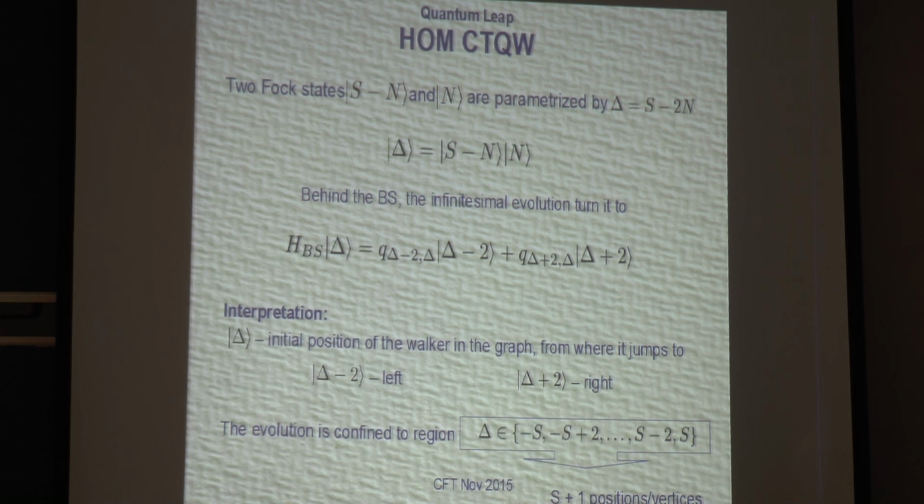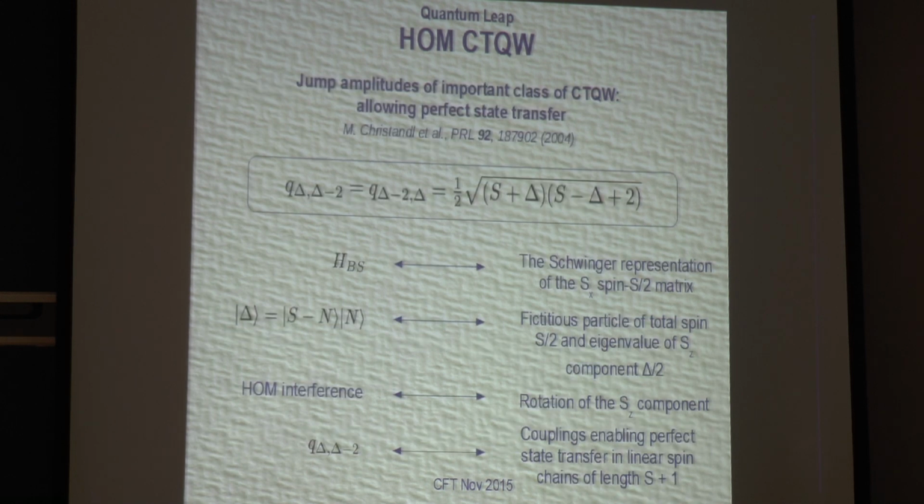Total number of photons in the system. Now, simple algebra shows what the structure of these hopping amplitudes is. And it turns out that they exactly follow the jump amplitudes characterizing an important class of quantum walks, those which allow perfect state transfer over arbitrarily long spin chains. Thus, I have an arbitrarily long spin chain, and its length in my model I set by taking enough photons for the interference, and I can perfectly send a quantum state over the spin chain.